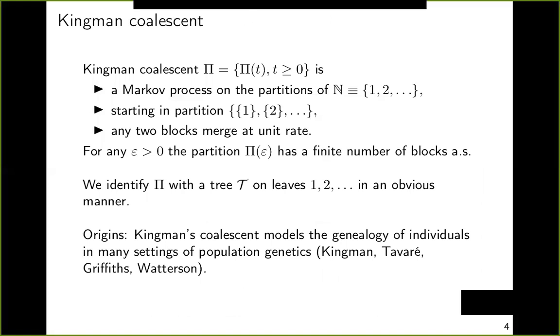Now for an entirely different model, which is Kingman's Coalescent, it's a stochastic process indexed by time t. It's a Markov process on the partitions of the natural numbers. It starts in the partition of singletons, and any two of its blocks merge at unit rate. Then pi of epsilon has a finite number of blocks almost surely for any epsilon greater than 0. And we're going to identify this coalescent pi with a tree on the leaves 1, 2, 3, and so forth in an obvious manner.